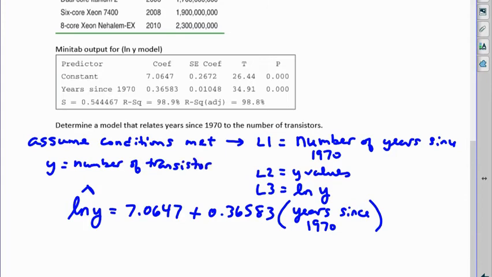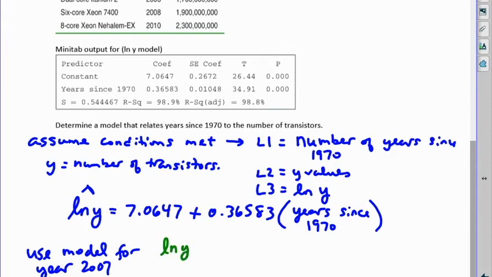Just to be clear, when you're using a Y, you need to define what Y is. Now let's say we're going to use our model for a specific year. For example, if we decide to use this model for the year 2007, then let's put that 2007 into the model and find out what that would result in, and also how to solve for our Y, knowing that we're really finding the natural log of Y.